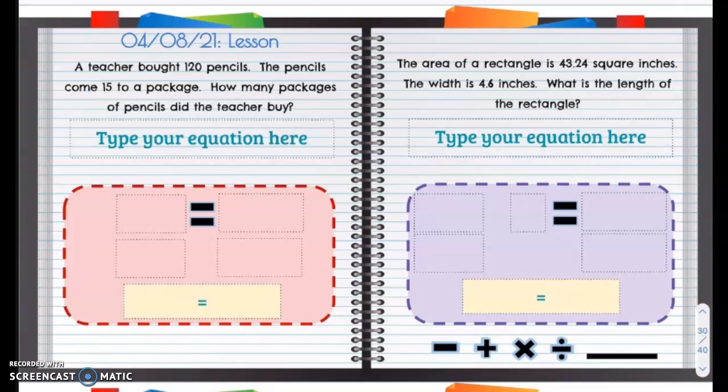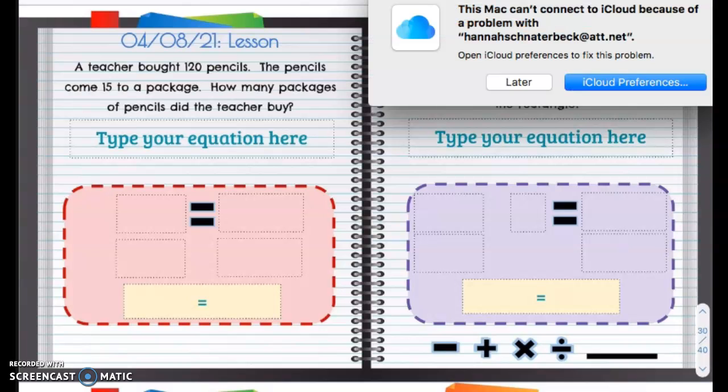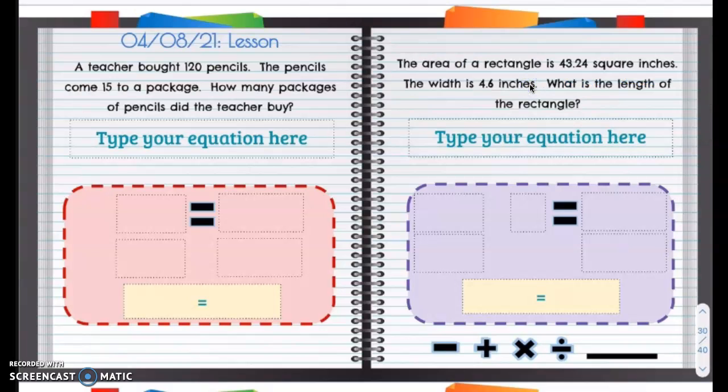All right, so in our lesson today, we're going to look at some scenarios, write an equation, and then solve it. So a teacher bought 120 pencils. The pencils come 15 to a package. How many packages of pencils did the teacher buy?